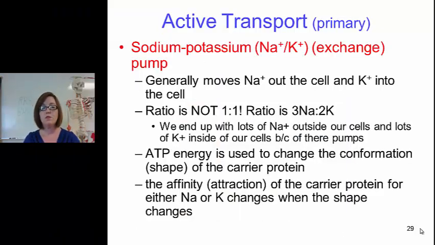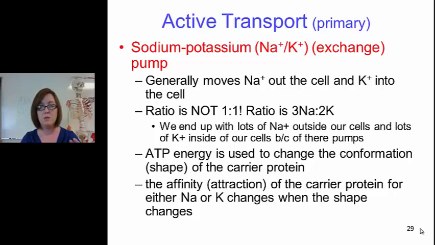So that was the sodium-potassium exchange pump. Sometimes people just call it the sodium-potassium pump. For the most part, this pump is going to be moving sodium out of the cell and potassium into the cell, though there are a few exceptions. The ratio is not 1-to-1. The ratio is 3 sodiums are moving out for every 2 potassiums that are coming in.